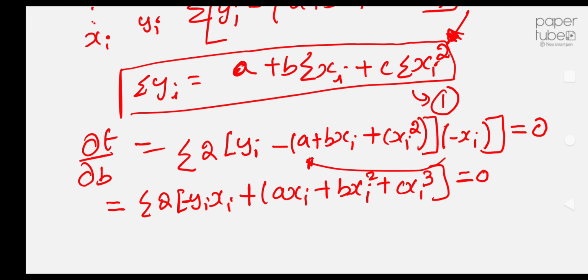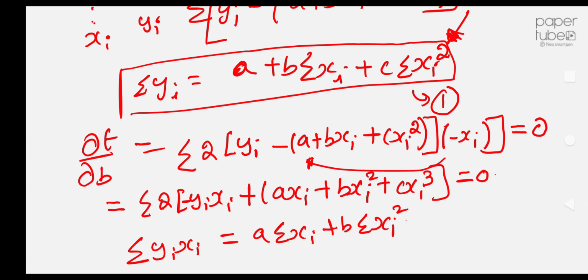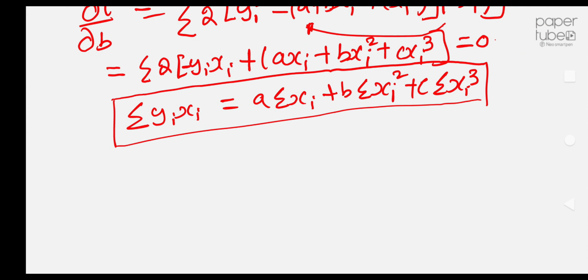So we can simplify this equation, 0 divided by 2 becomes 0. That makes summation of y of I x of I equal to a summation of x of I plus b summation of xi raised to the power 2 plus c summation of xi raised to the power 3. Let's box this equation. I'm going to call this equation 2. This equation 2 comes from taking the partial derivative of the error with respect to b, dou E by dou B, and setting the resulting expression to 0, and that's how you get equation number 2.